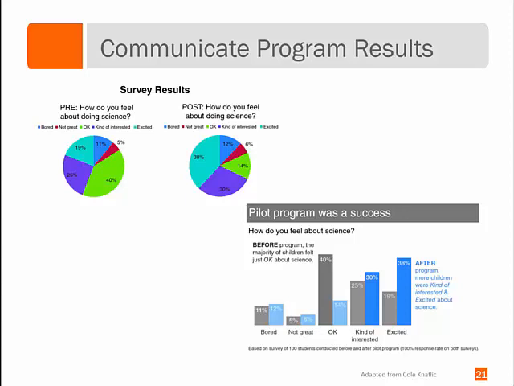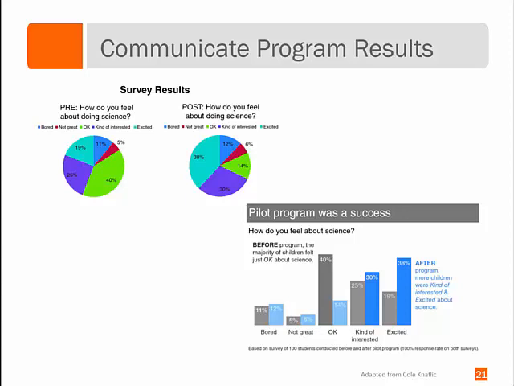We see an annotation. Before the program, the majority of children felt it was just okay. Their feelings about science were just okay. So we see that on the left-hand side. And then we see an annotation over on the right-hand side. Note the color encoding. After this program, more children were kind of interested and excited about science.